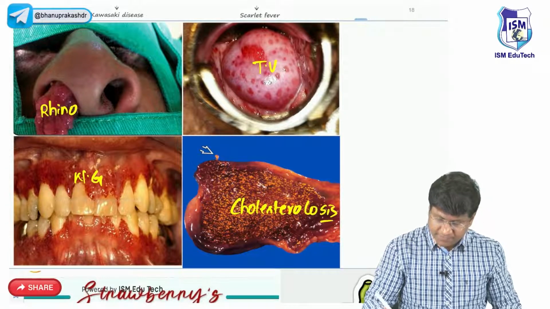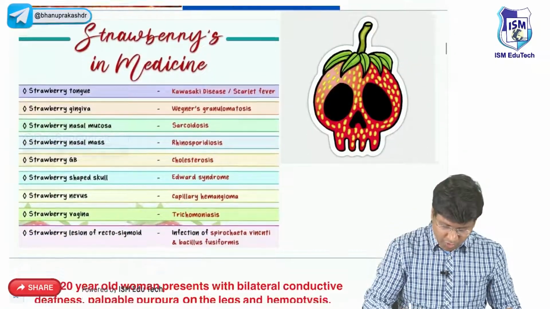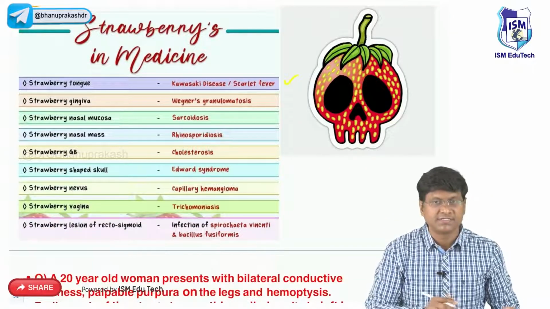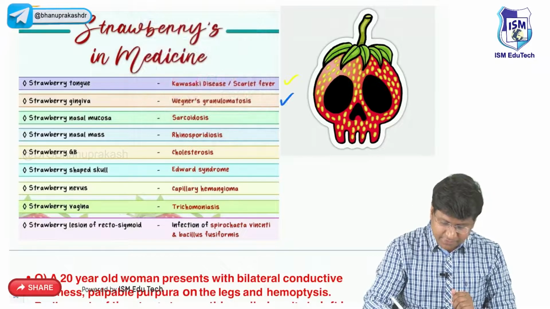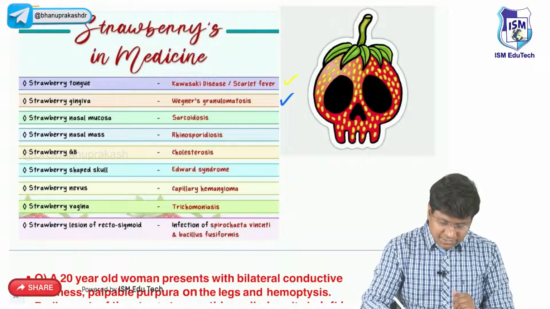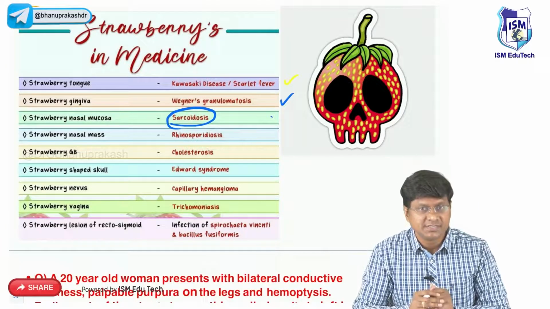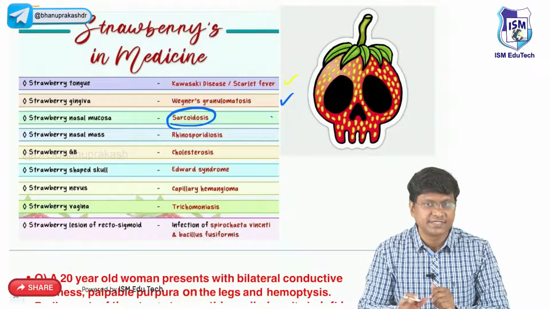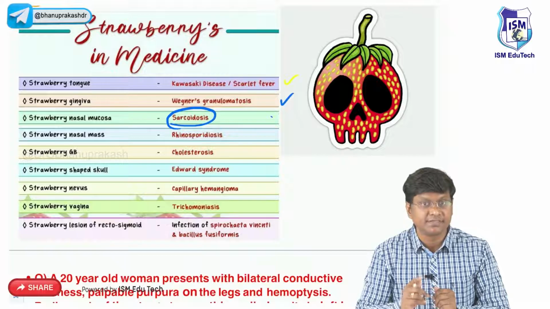Okay, so these are some of the strawberries, and apart from that, we have a few more strawberries. What are all those? Strawberry tongue, we have discussed, that is Kawasaki as well as scarlet fever. Then strawberry gingiva, I have told you, that is Wegener's. Strawberry nasal mucosa, right? This is an add-on point that is seen in patients with sarcoidosis. Strawberry nose, we have discussed, that is rhinosporidiosis. Strawberry gallbladder, cholesterolosis, that also we have discussed.